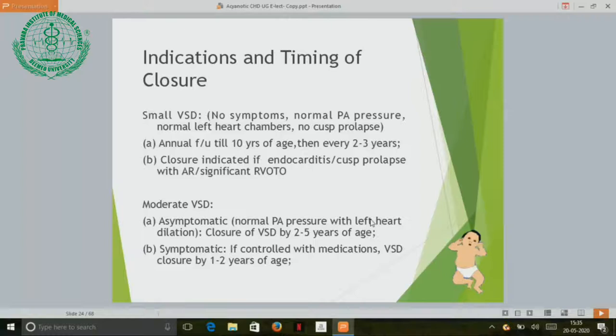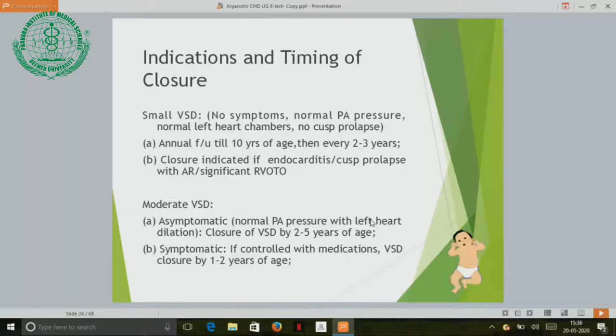So what are the indications and timing of VSD closure? For small VSDs without any symptoms, with normal RV pressure and normal left heart chambers on echocardiography, and no aortic regurgitation or cusp prolapse, we can follow them every 2 to 3 years up to 10 years of age. Closure is not indicated in these patients if everything is normal and they are asymptomatic. But anytime they develop endocarditis, or cusp prolapse with aortic regurgitation, or significant right ventricular outflow tract obstruction, then we have to close small VSDs also.